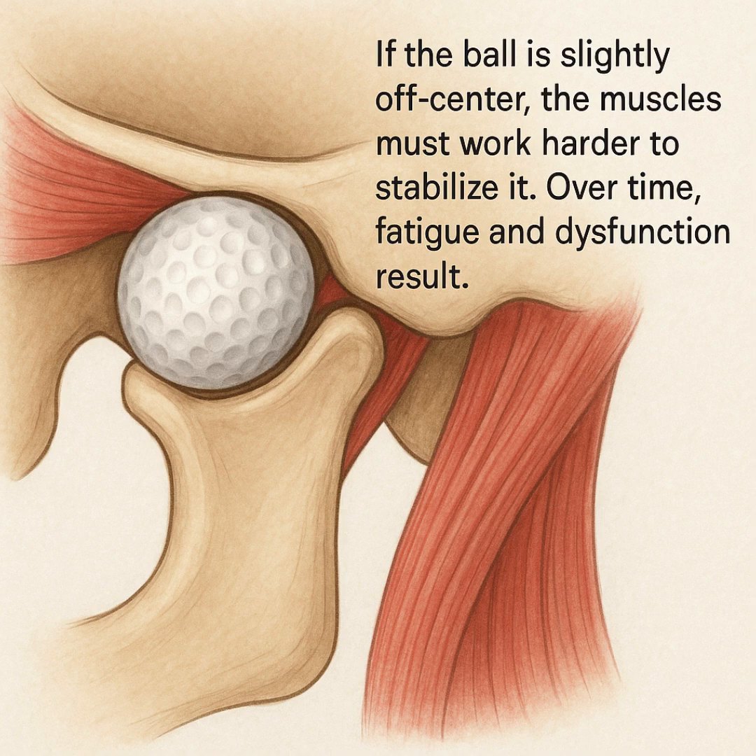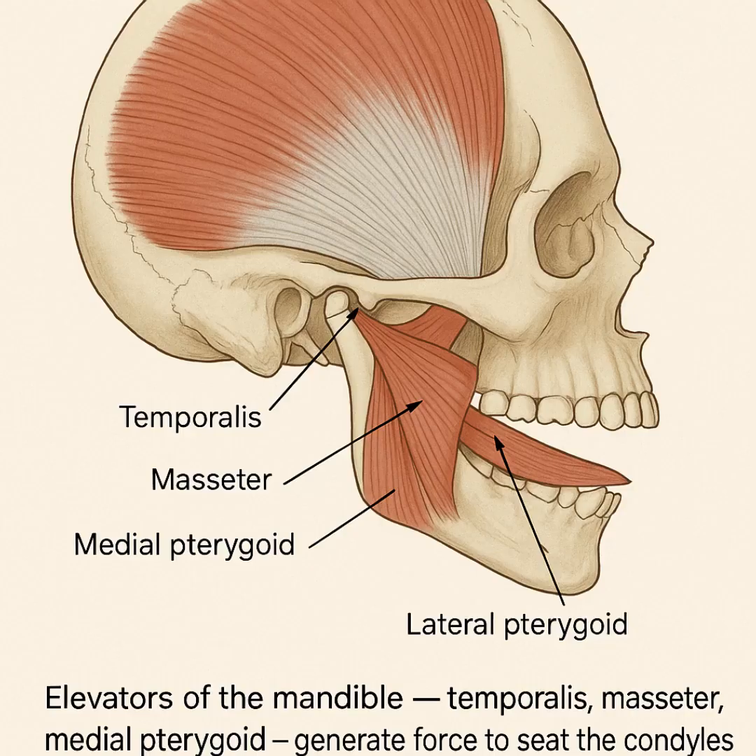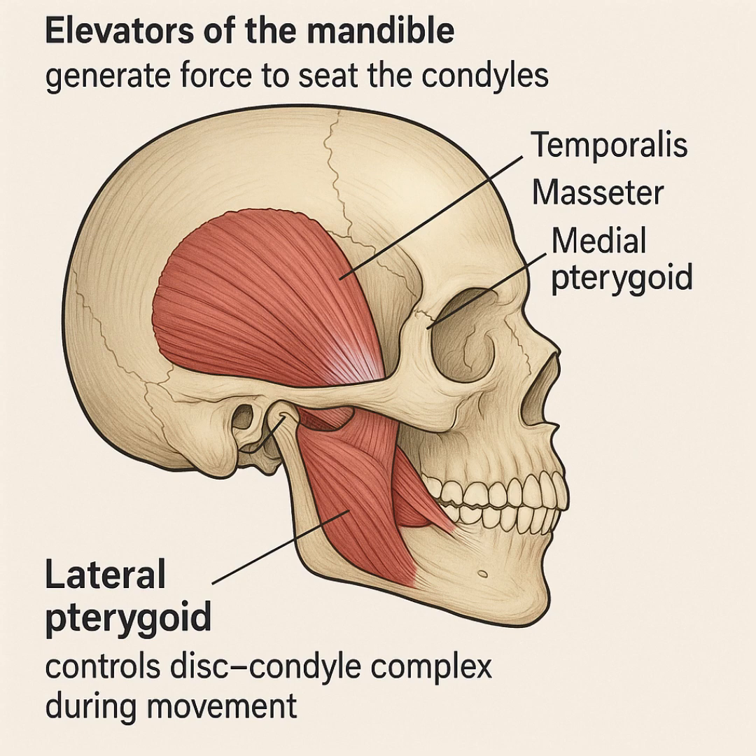Imagine a golf ball, the condyle, resting in a cup, the glenoid fossa. If the ball is slightly off-center, the muscles must work harder to stabilize it. Over time, fatigue and dysfunction result. The role of muscles is critical. Elevators of the mandible, temporalis, masseter, medial pterygoid generate force to seat the condyles. Lateral pterygoid controls the disc-condyle complex during movement.